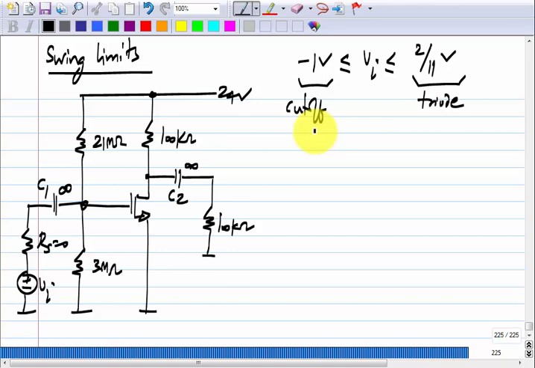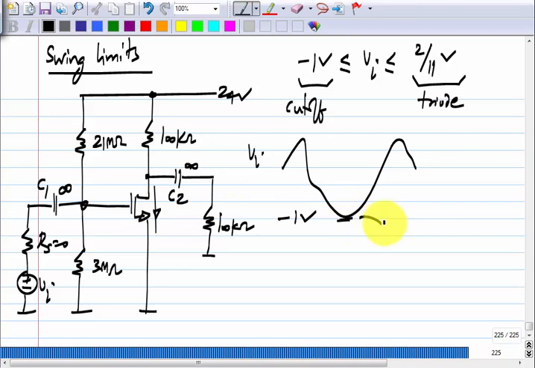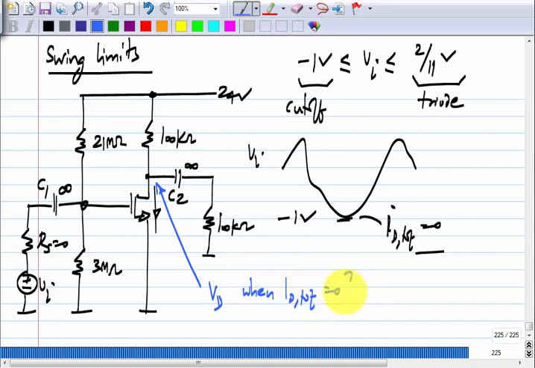Now, the question I was asking when we broke the class yesterday was, so let us say Vi is varying in some way, it does not matter, and it just hits minus 1 volt. And the current in the transistor just becomes 0 at this point, right? That is the idea, that is the cutoff limit. So, what is the voltage at the drain? What is the voltage at the drain at that instant?